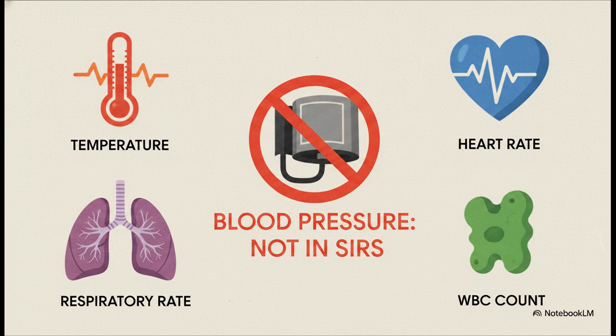Blood pressure. Look, SIRS is defined strictly by alterations in temperature, specifically greater than 38 or less than 36 degrees Celsius, heart rate over 90, respiratory rate over 20, or PaCO2 under 32, and white blood cell count. Notice what's missing? Blood pressure is simply not in that equation. Lock in this pearl. Blood pressure is explicitly not a component of SIRS criteria.